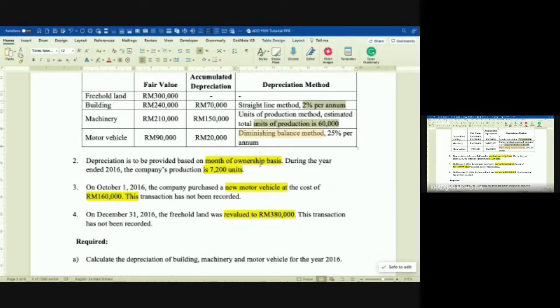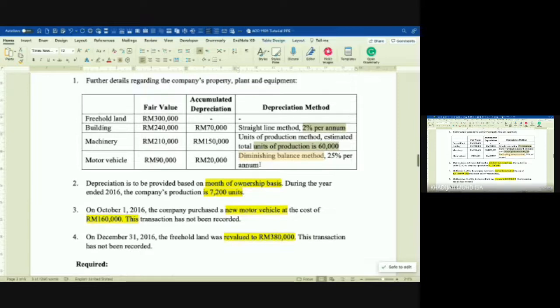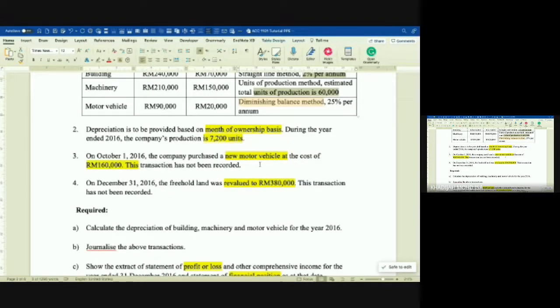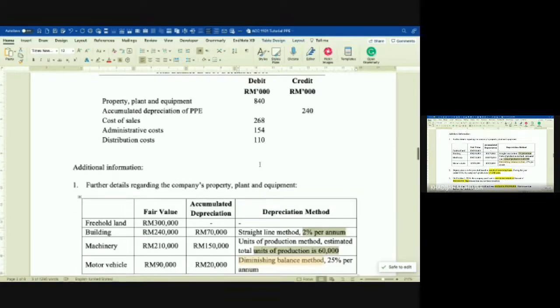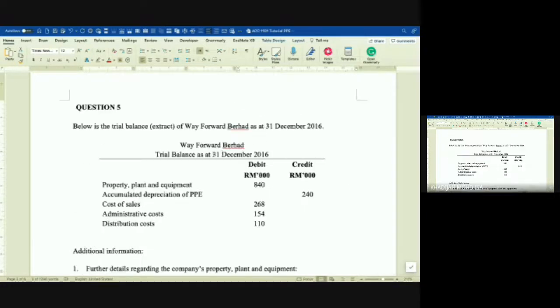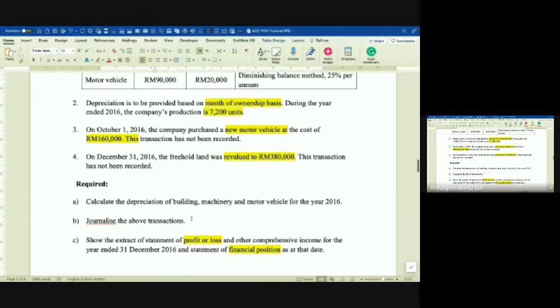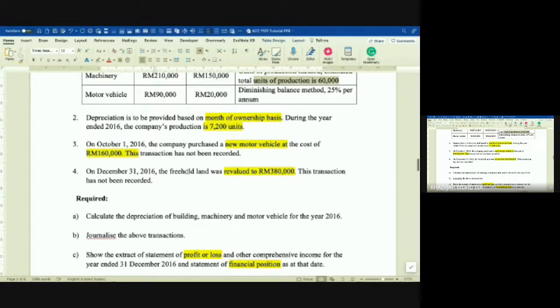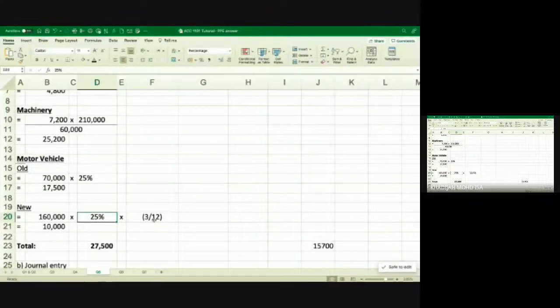If it is the month of ownership basis, you have to look at how many months you own the asset. For the motor vehicle, you purchased in October and your year end is 31st of December. So always refer to your year end here. It means that you owned it for October, November and December, so there are 3 months. The 25% is per annum, but you only purchased it for 3 months, so you're going to apportion 3 over 12.